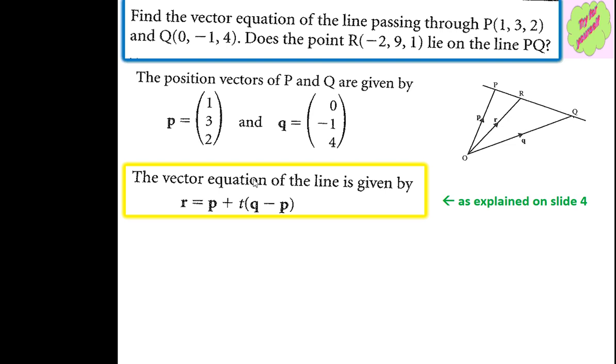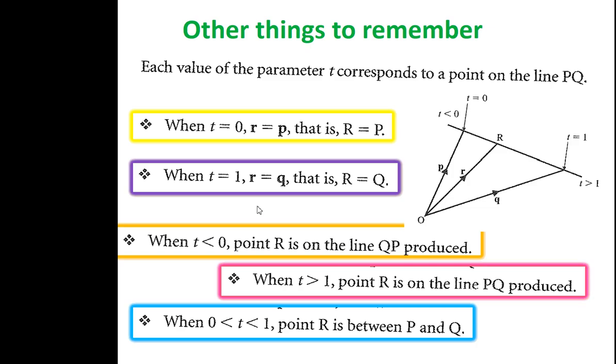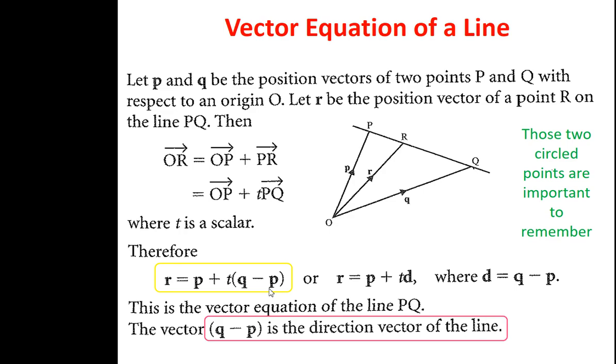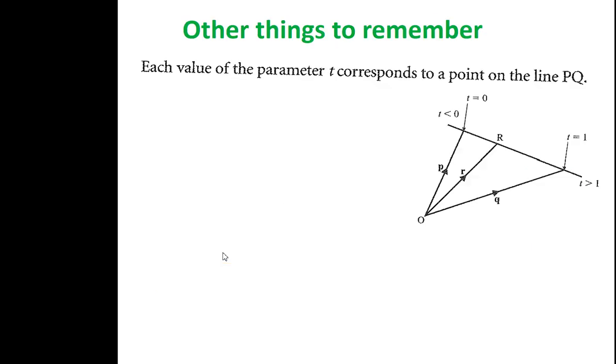So remember, from the slide before, the vector equation of a line is given by r equals p plus t, q minus p. Remember, this is the direction vector. Just going back to if you forgot where that came from. This is the direction vector. So that's why I said these circled things are really important. r equals p plus t, t is just a scalar, q minus p is the direction vector.